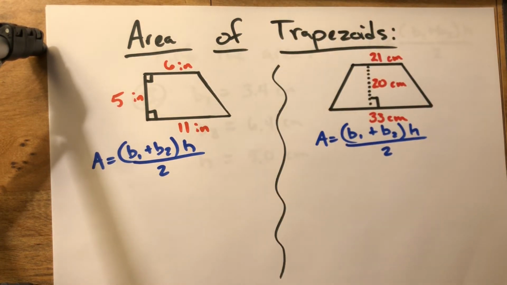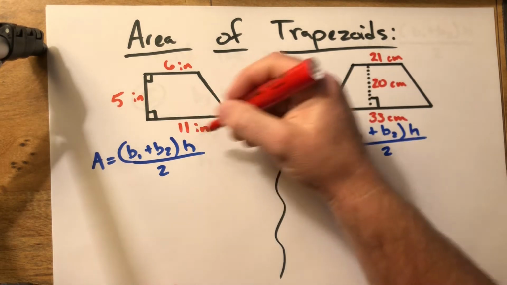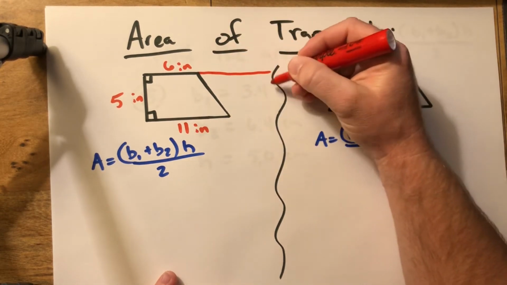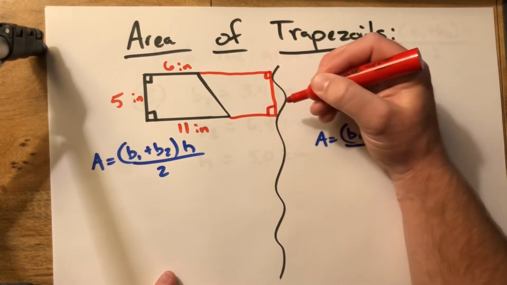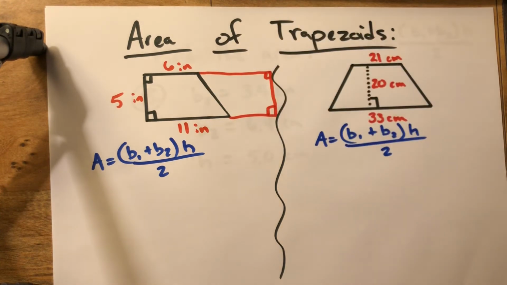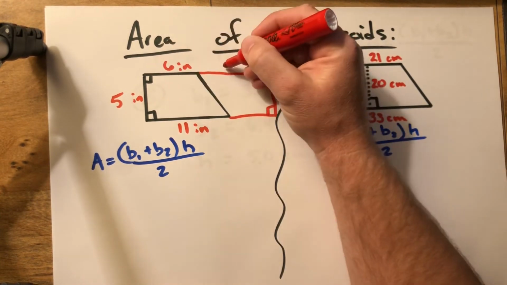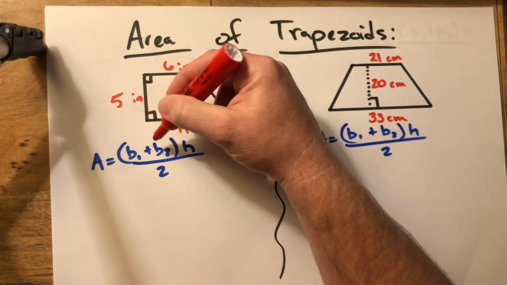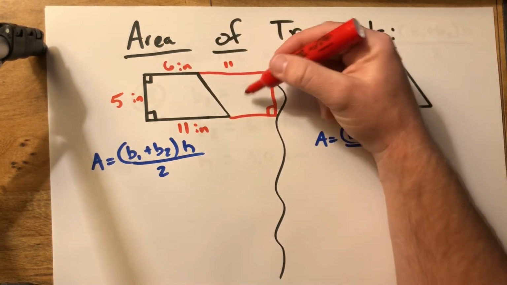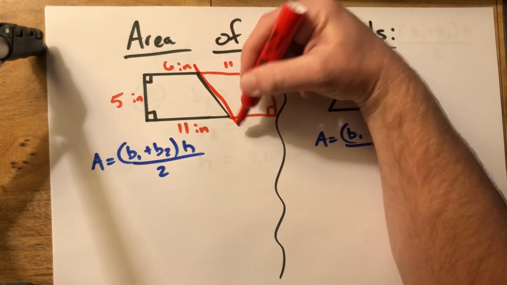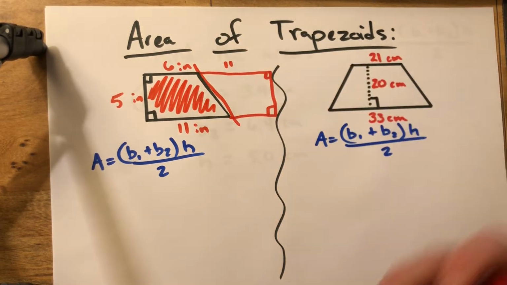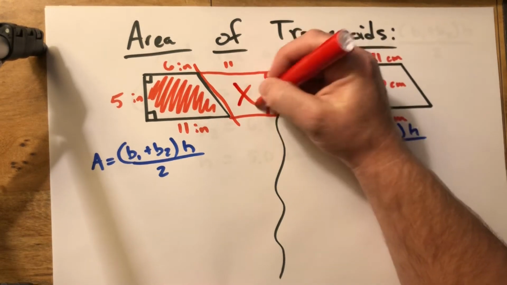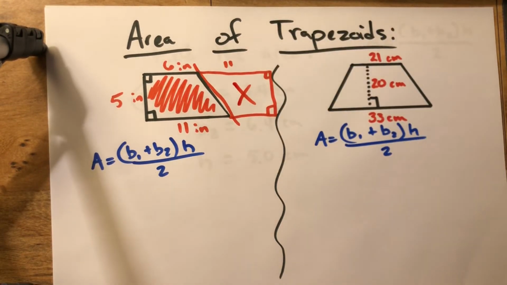Kind of draw this in just to show you. So if I put the 11 side up here and then the 6 side down here, we'd actually form a giant rectangle, or a rectangle made up of 2 trapezoids. So we have to add the 6 and the 11, then times the 5 to find the area of the whole thing, but then we got to cut it back in half because we only want one side of the rectangle being the trapezoid left over. So that's where the formula kind of derives from or comes from.